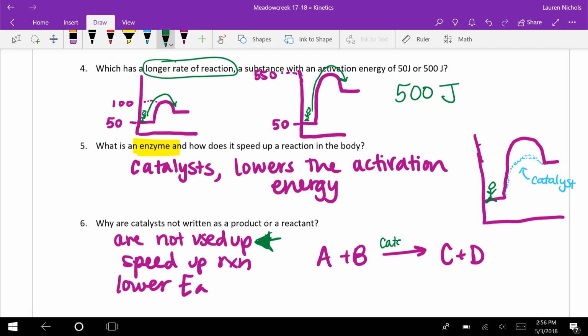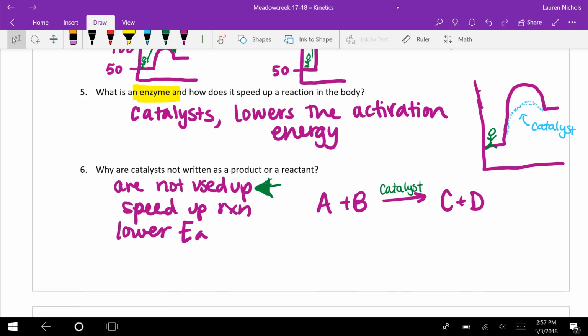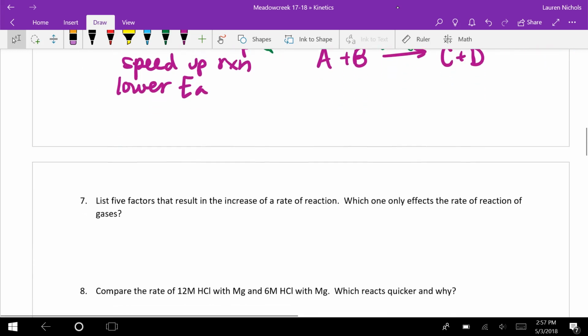So normally you would see the word catalyst or the specific type of catalyst written over the arrow to indicate that it's not a reactant and it's not a product. It's just kind of in the thing, in the test tube or in the beaker, to be a presence that will speed it up.